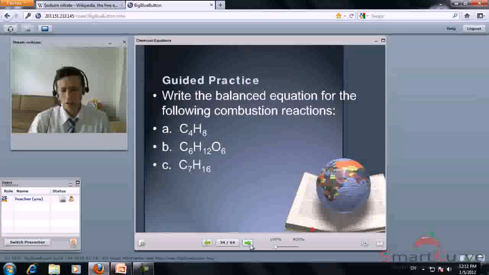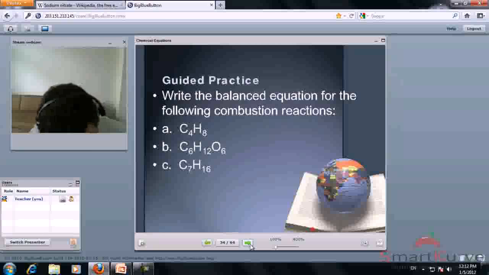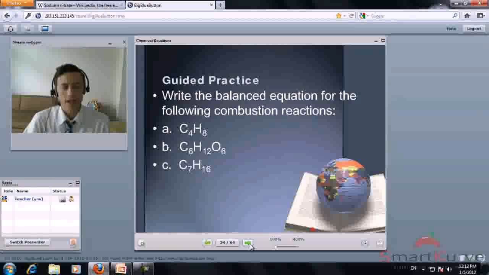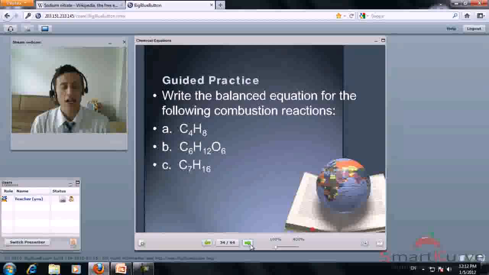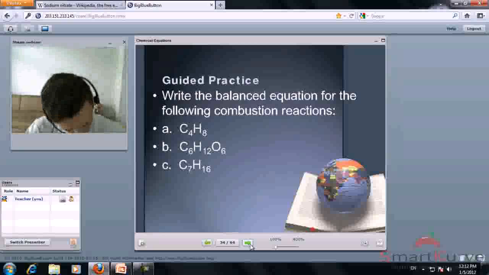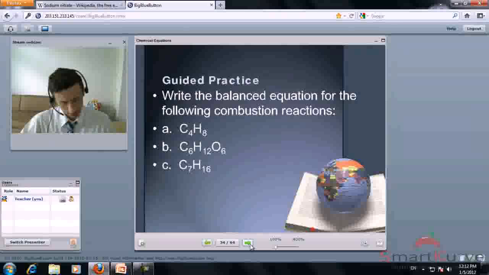The one I want to look at there is B, C6H12O6. The reason I want to take a special look at that is because it is such an important molecule, that is glucose. So when we write a combustion reaction for glucose, this is actually how your body gets energy. So here we go. Let's do.